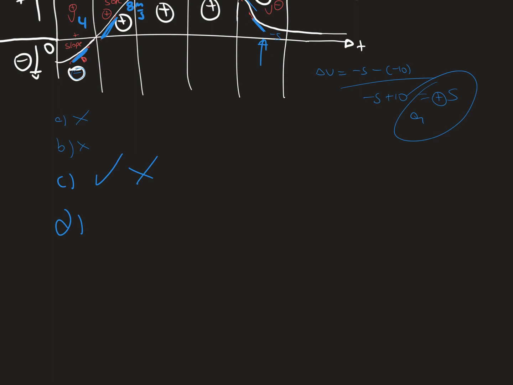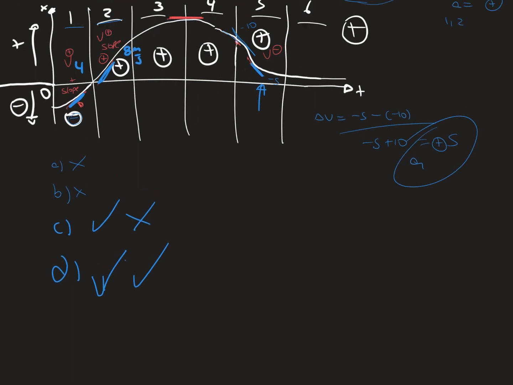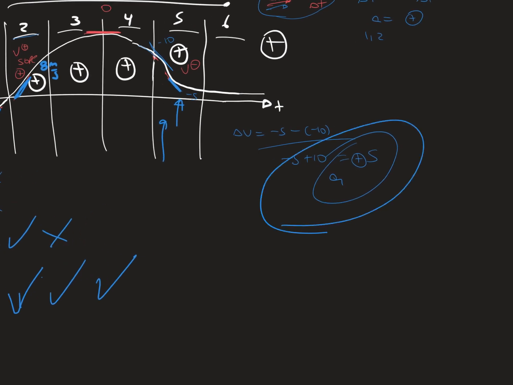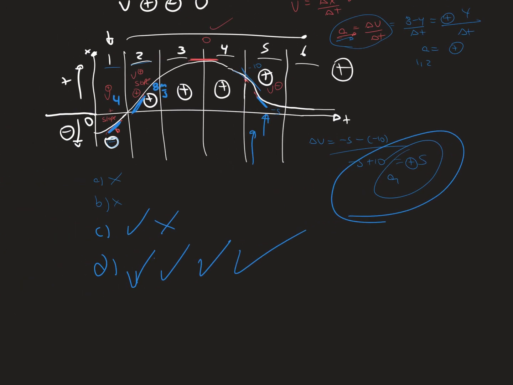In region 1, the velocity is positive, correct. The acceleration is positive, that's true. And meanwhile, in region 5, the velocity is negative, true. And the acceleration is positive, as we just proved right here. So letter D would be the final answer.